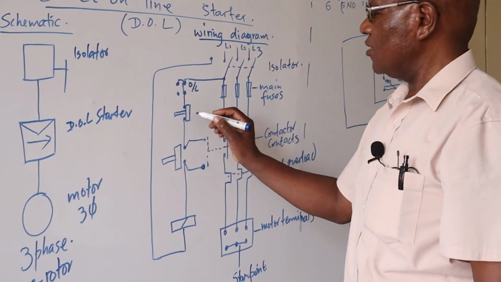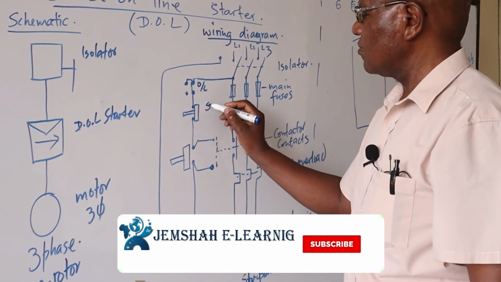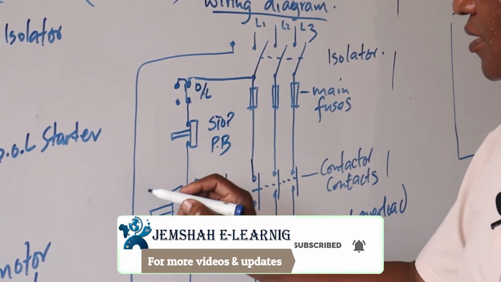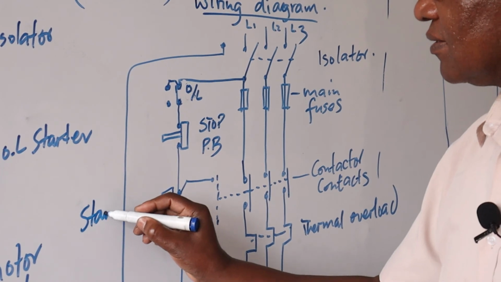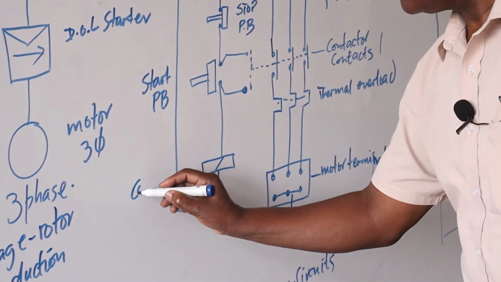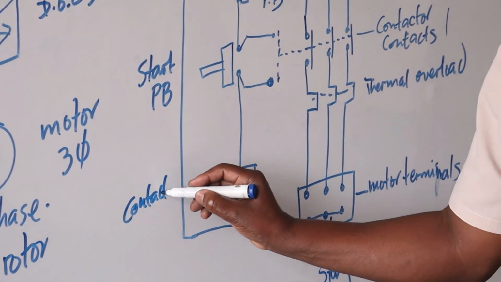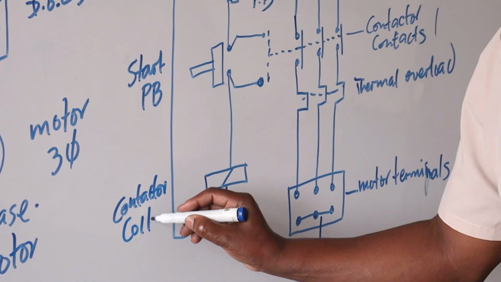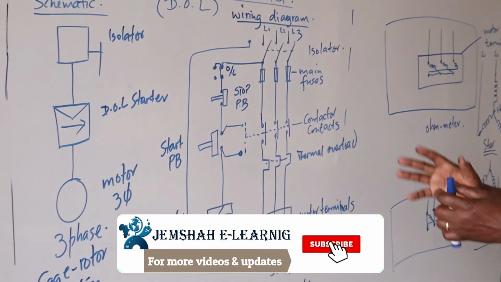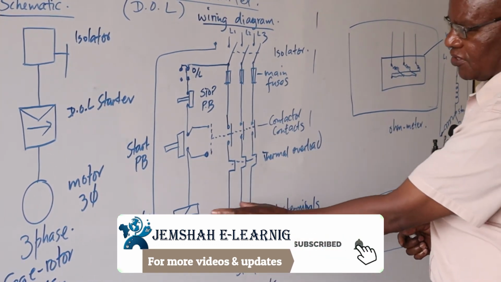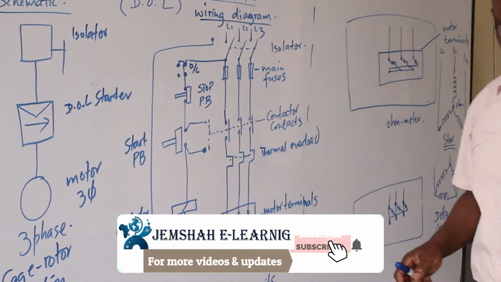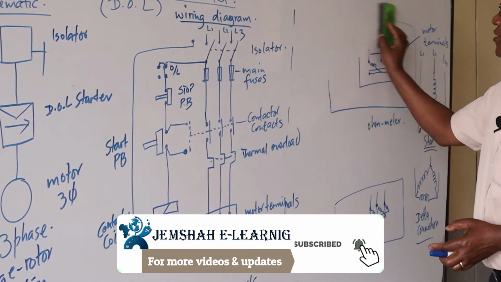So this is overload. This one is stop push button. This one is start push button. This one here is the contactor coil. Now the drawing is normally drawn like this one to avoid the confusion. Now this coil here operates these contacts here. In other words, they are like one unit.